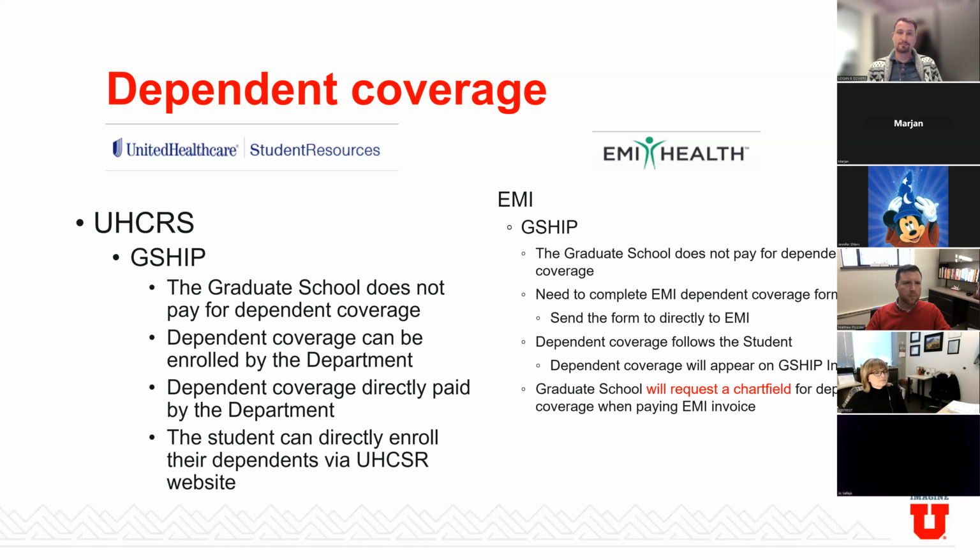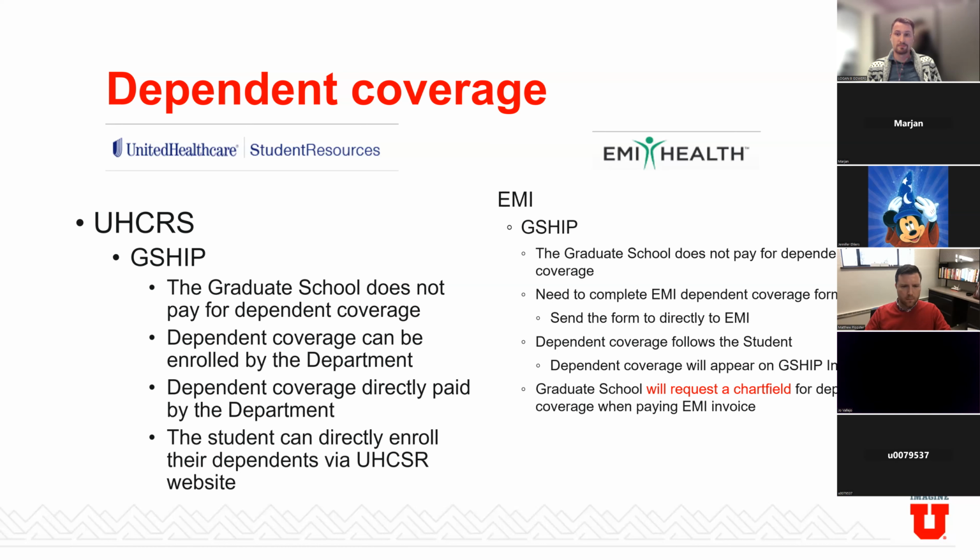Make sure if the student is paying for that coverage, you send those forms to Taylor Bell with PHI as the first 3 letters in the subject header, because you are sending the student's checking account or credit card information. And then I finally have the correct EMI invoice. For those of you that do pay for dependent coverage and your students are on GSHIP, when it comes to EMI, the premiums follow the student. So I will be reaching out to you for a chart field so that I can charge the dependent coverage when I pay the EMI invoice.